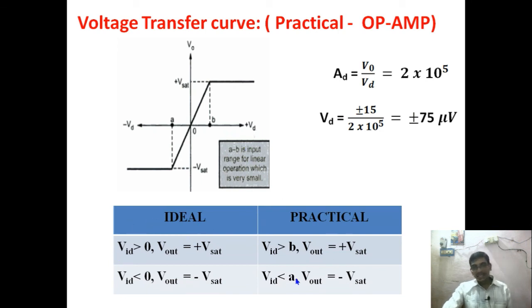See, this table tells us about the ideal case and the practical case. If the difference voltage is greater than 0, output is plus V saturation. If the difference voltage is less than 0, output is minus V saturation. In the practical case, if the difference voltage is greater than the B level, then the output is plus V saturation. If the difference voltage is less than the A level, A point, then definitely V0 is equal to minus V saturation. So here the operating range is A to B.